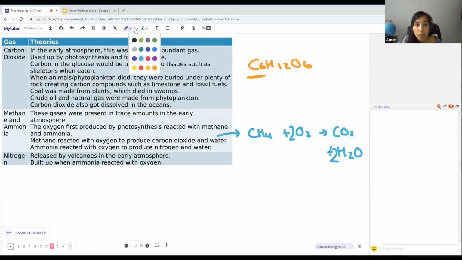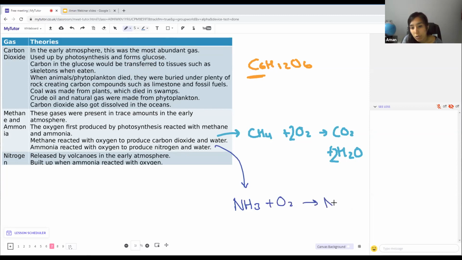So the equation for that reaction is ammonia, NH3, reacted with oxygen to produce nitrogen, N2, plus water. And then again, if we try and balance that, 1 nitrogen, 2 nitrogens, so we need 2. 6 hydrogens, 2 hydrogens, so we need 3. And then 2 oxygens here, but 3 oxygens here, so that's not balanced. So that means everything is going to need to be doubled up to try and do that.